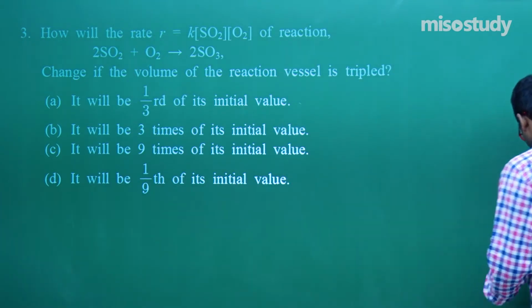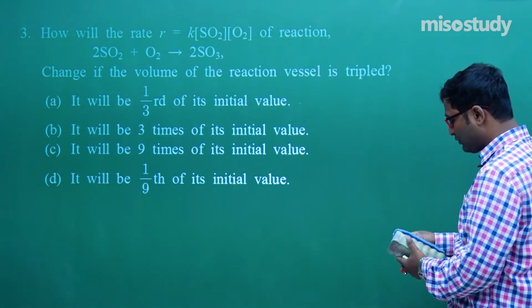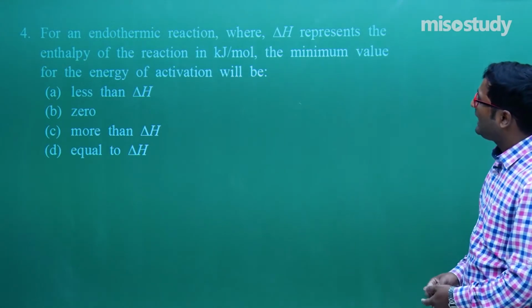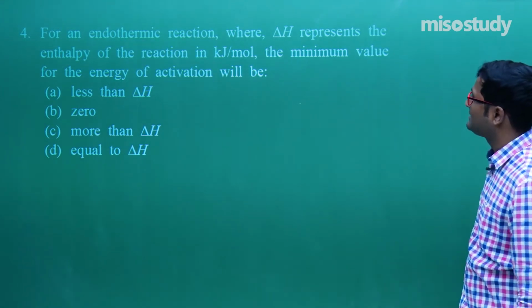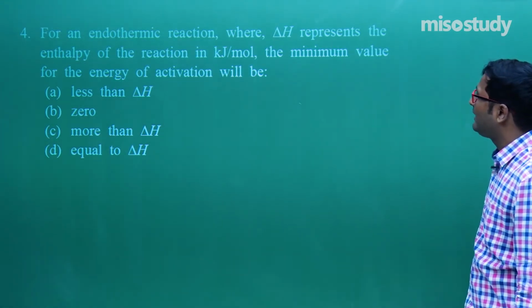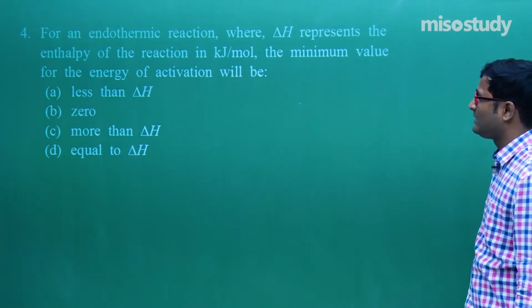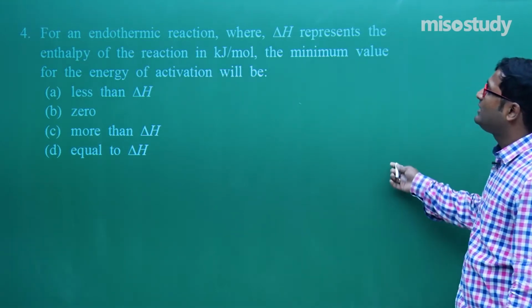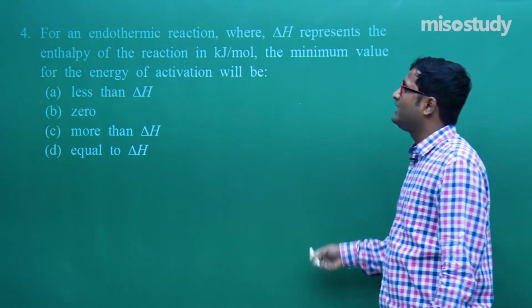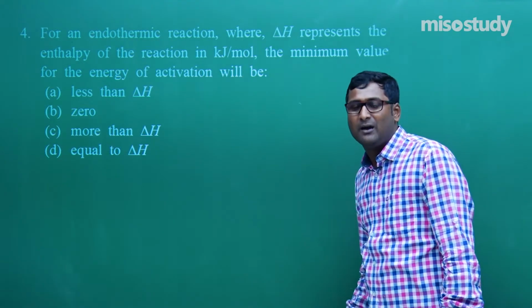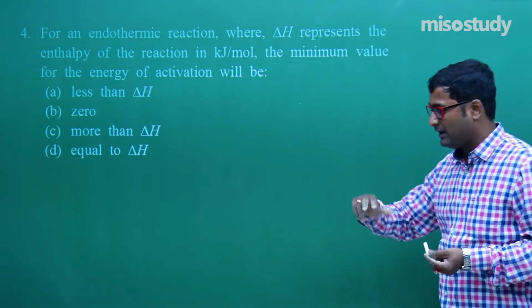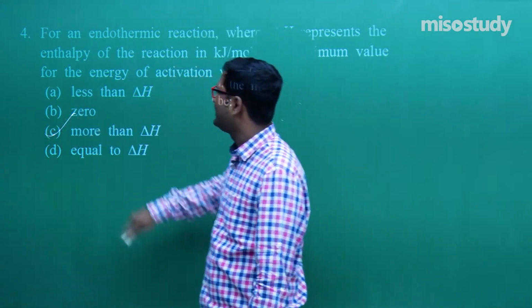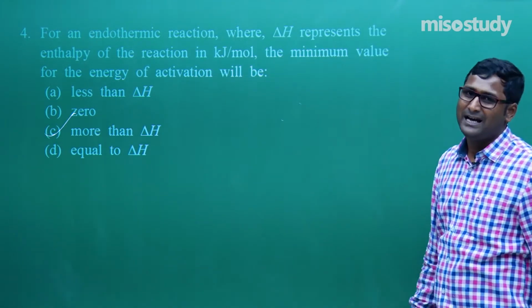Now wait friend. Now let's move to the next question. What will happen? Check it out. The question is: for an endothermic reaction, where delta H represents the enthalpy, the minimum value for the energy of activation. In an endothermic reaction heat is required, and the minimum value will definitely be more than the value of delta H, because this is the minimum amount of energy with which the reaction proceeds. So this is a simple theoretical question. For this question C is the correct option, more than delta H.